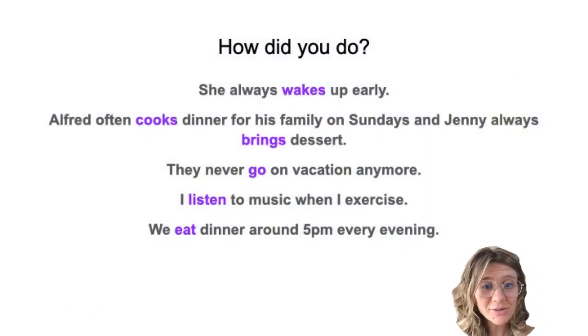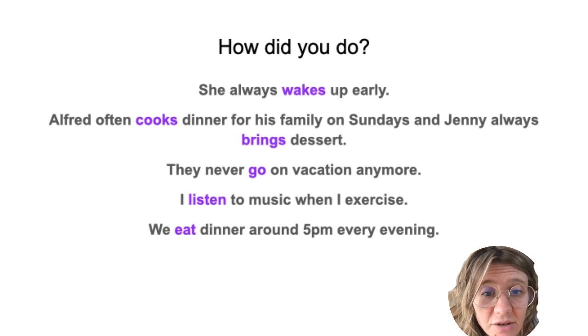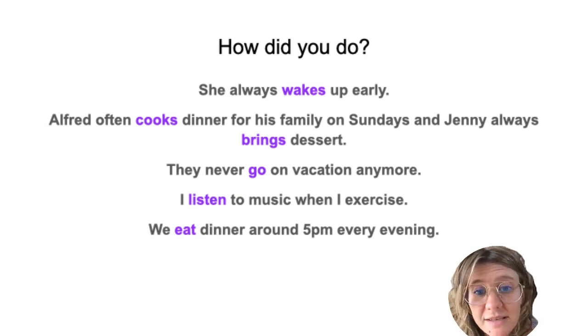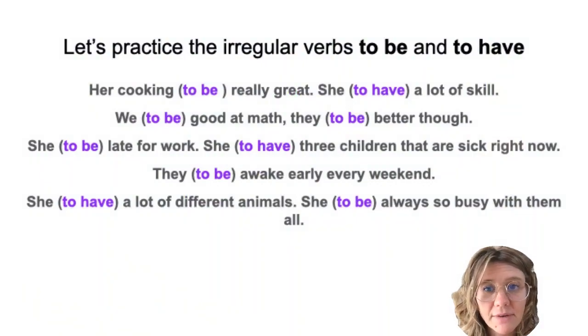So how did you do? These are the answers. She always wakes up early. Alfred often cooks dinner for his family on Sundays, and Jenny always brings dessert. They never go on vacation anymore. I listen to music when I exercise. We eat dinner around 5 p.m. every evening.